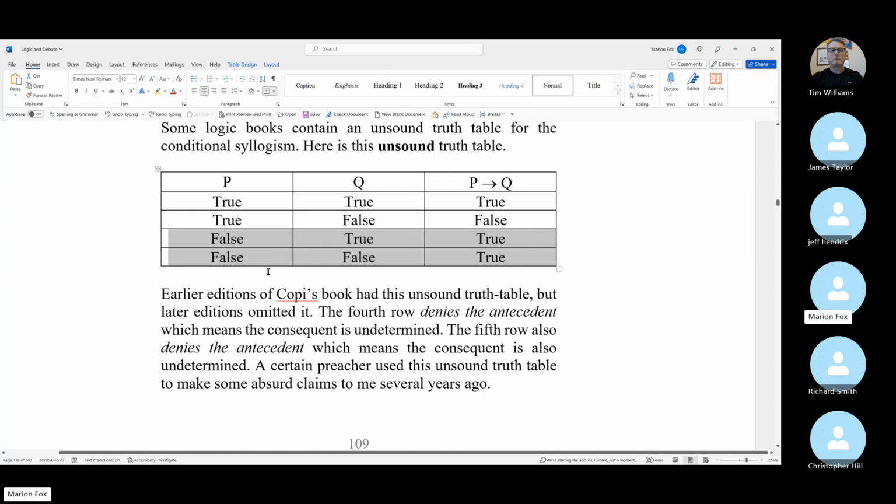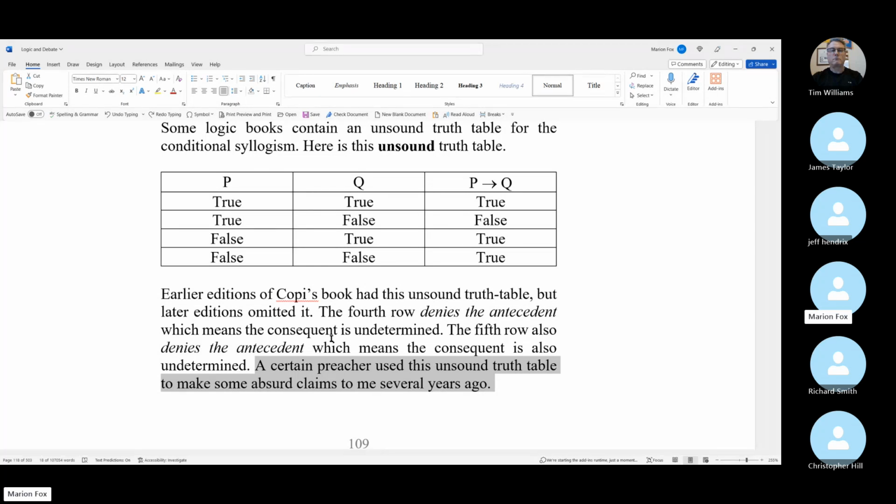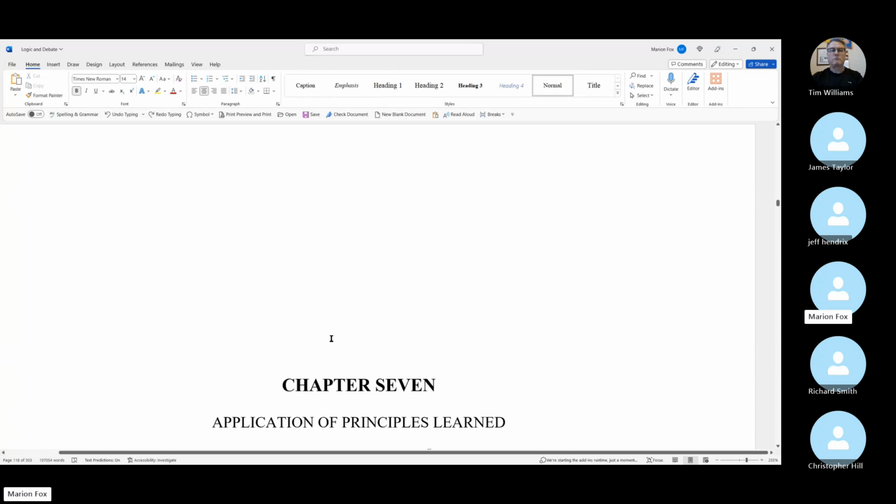All right. There's a certain preacher in the Brotherhood that used this truth table to try to tell me that I didn't know what I was talking about on something. And he made some absurd, ridiculous claims several years ago to me about this, and he was using Copi's book. And of course, I told him he was wrong, and he just said, well, Copi knows more than you do. Okay. But later editions of Copi's book have taken the truth table out. Any questions? All right. No questions? Okay.